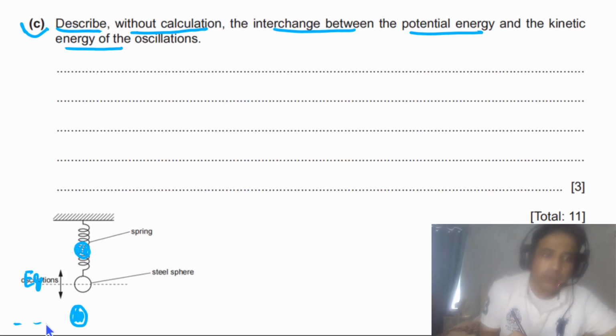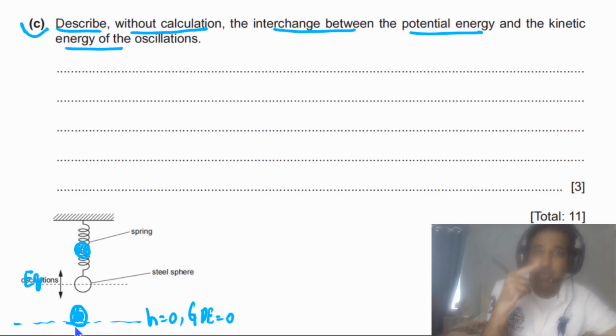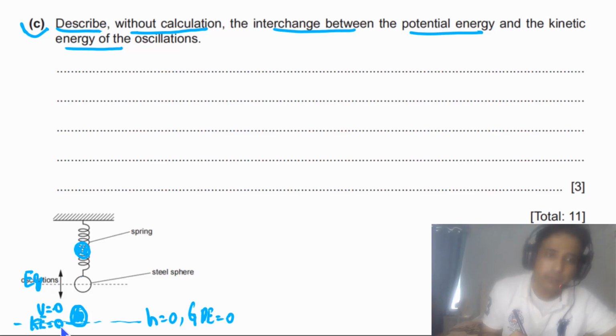Now we can also imagine this is our reference line, meaning h is equal to 0, so GPE here will be equal to 0. And when the sphere is at this point, its direction is changing, so it will be at rest. So V will be equal to 0. So kinetic energy at this position will be equal to 0 when the direction of the sphere is changing. So at this point we have only EPE, elastic potential energy, and this one will be maximum.